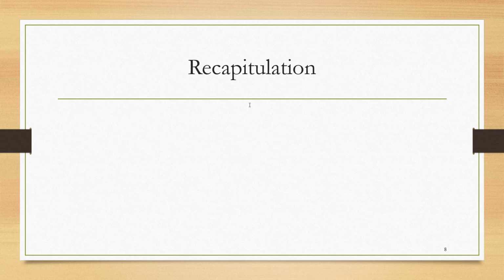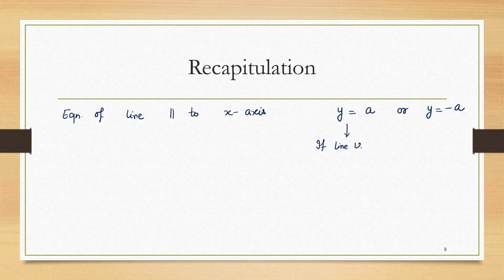Now let's recapitulate what we have done in this lecture. We have done that equation of a line parallel to x-axis is given by y is equal to a or y is equal to minus a, where y equal to a if line is above x-axis and y is equal to minus a if it is below x-axis. And if it is on x-axis, we will say y equal to 0.